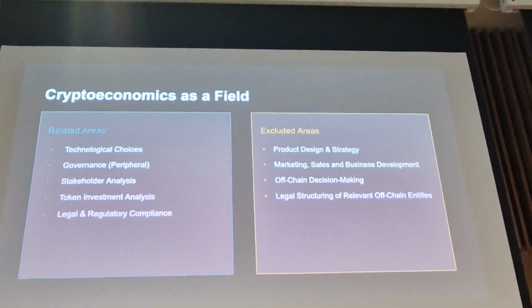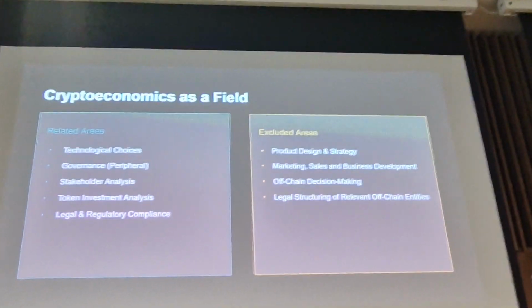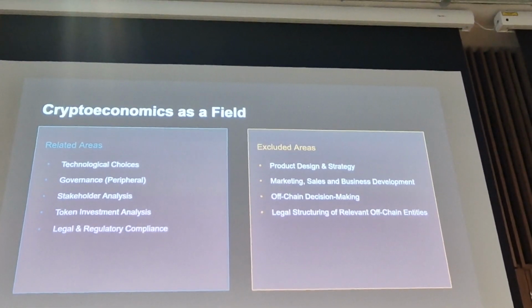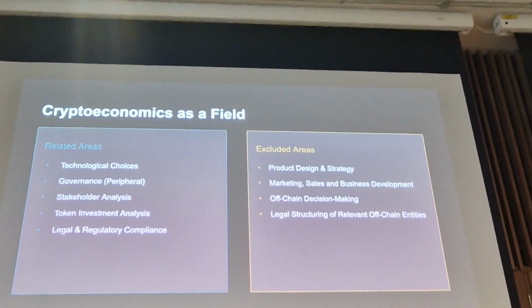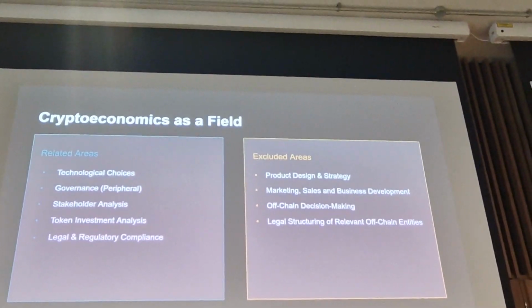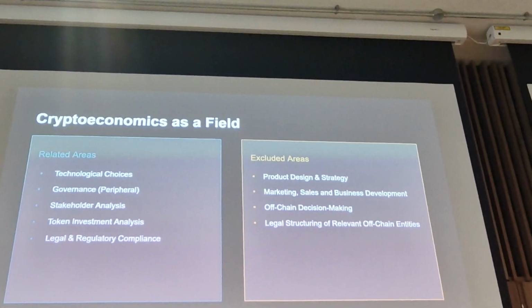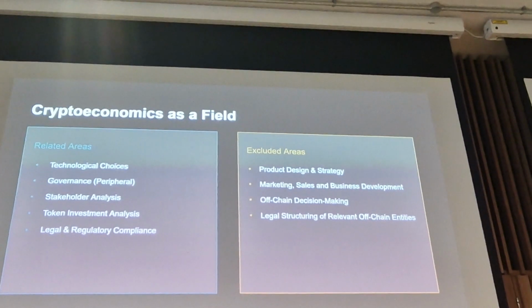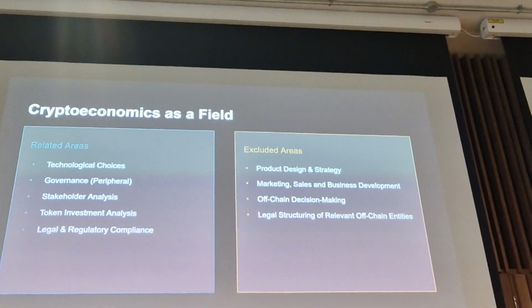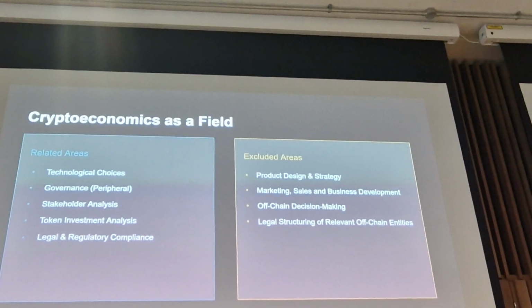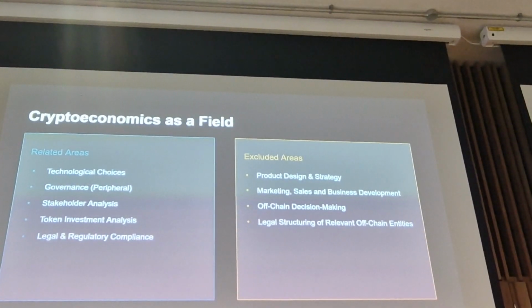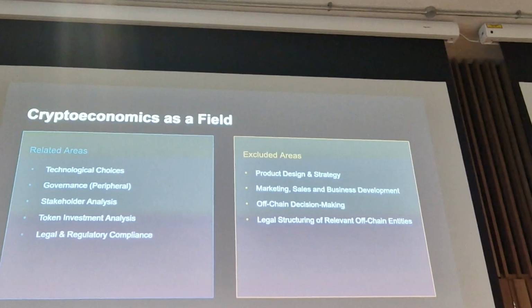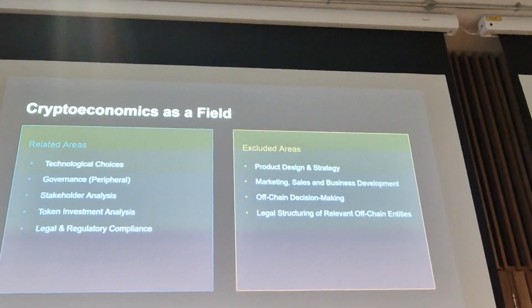And the related areas, so as mentioned, these are the areas that affect cryptoeconomics, but they're not necessarily integral to the field. So that would be technological choices, so being aware of your L1, L2 blockchain selection, wallet choices, interoperability, and other middleware that affects your design. The other areas of governance, as mentioned, stakeholder analysis, so being able to analyze the behaviors via on-chain analysis of different stakeholders and participants. Token investment analysis, so taking a cryptoeconomic lens and framework and applying that to token investment. And then legal and regulatory compliance, so obviously a large part of token issuance is deciding which jurisdiction you can be launching a token from. And so being aware of the different regulatory frameworks is an important aspect.